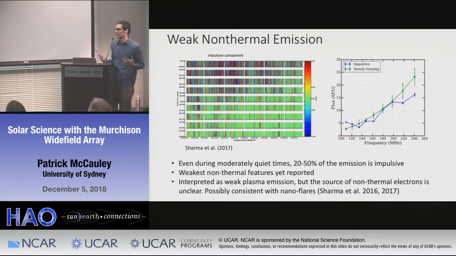And the point here is that even during what you would think of as a moderately quiet or quiet period, there are still a lot of these impulsive events. And as much as 50% of your emission might be due to this plasma emission mechanism, even if you're looking at what you think is a quiet period. And so that's something that hadn't been appreciated before the MWA observations.